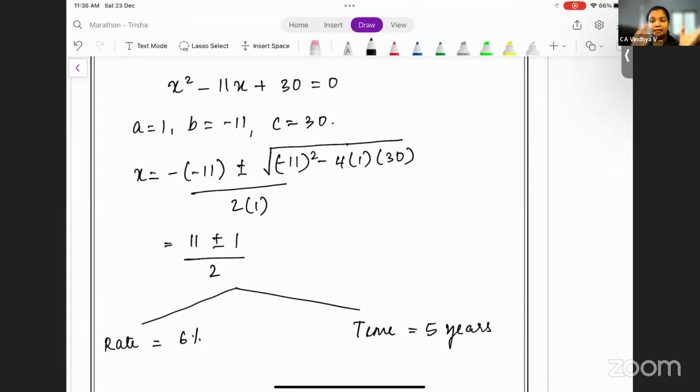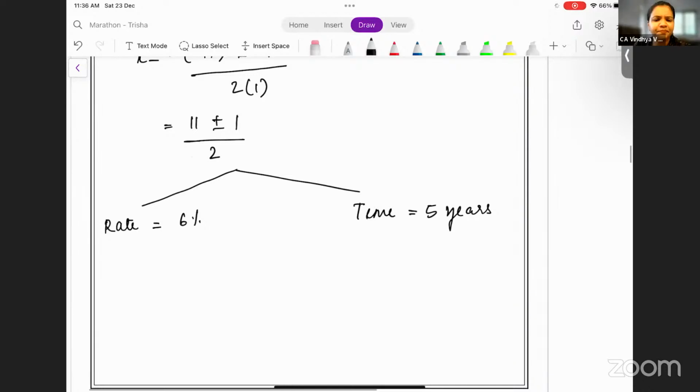Okay, you can consider it alternatively also. Okay, that is time as 6 years and rate as 5%. But I've considered it using the order in which the question has been mentioned. Okay, yes. Keep it like that. It becomes easier. If you consider it vice versa also, you'll get the same answer. There is no difference in the answer.